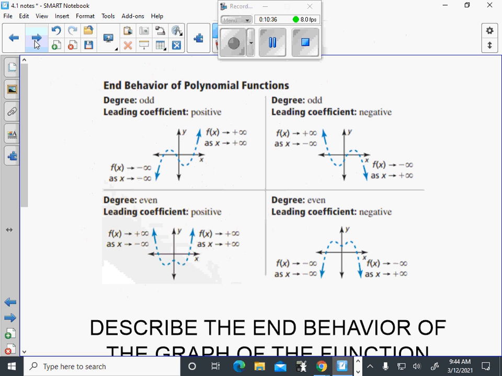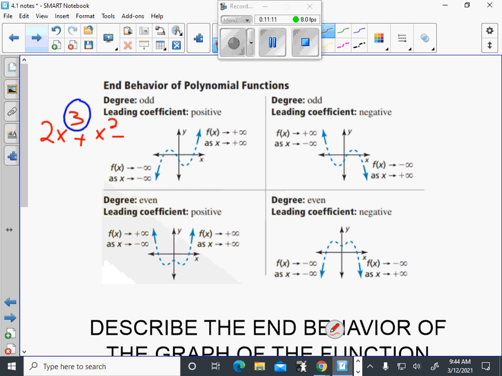All right, last slide here. Every polynomial can be graphed. And it's very important to understand how that graph acts. So, this first one. If we have an odd degree, what are odd degrees? Well, if we have like 2x to the third, that's an odd degree. 3 is odd. Plus x squared plus x minus 1, whatever it may be. Okay, there's our odd degree.